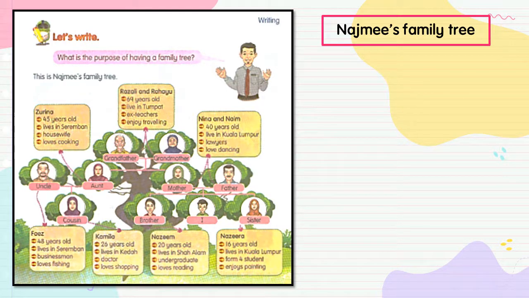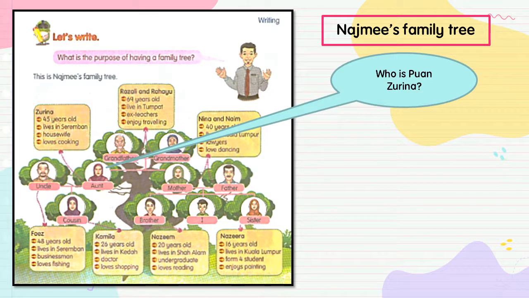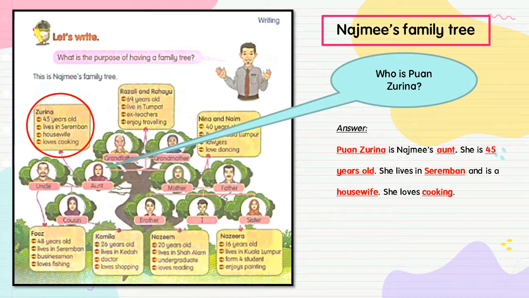Let's look at number 2. Who is Puan Zurina? Look at the family tree. Can you write the short description yourself? This is the answer. Puan Zurina is Najmee's aunt. She is 45 years old. She lives in Seremban and is a housewife. She loves cooking.